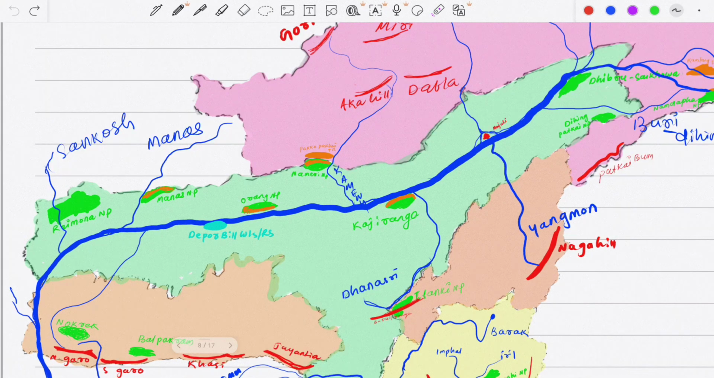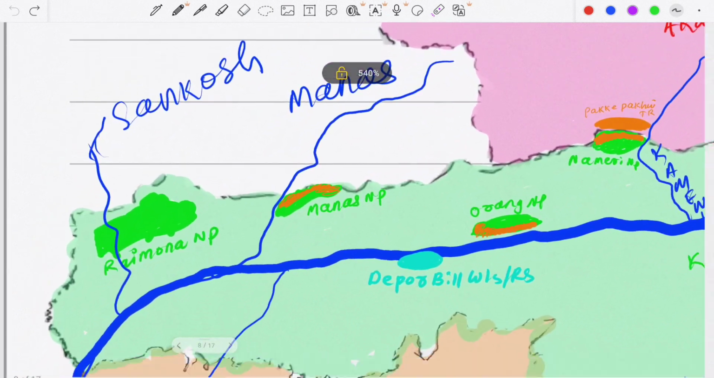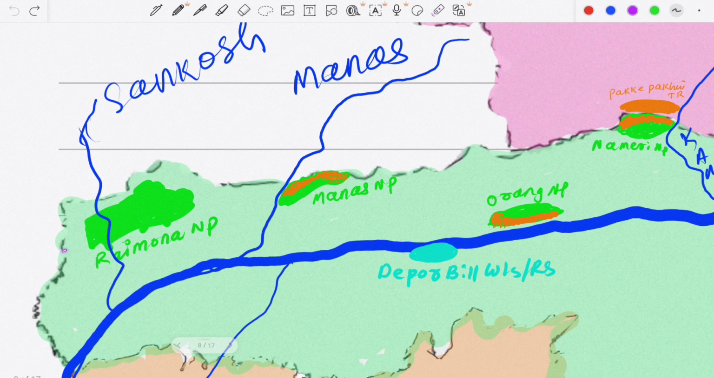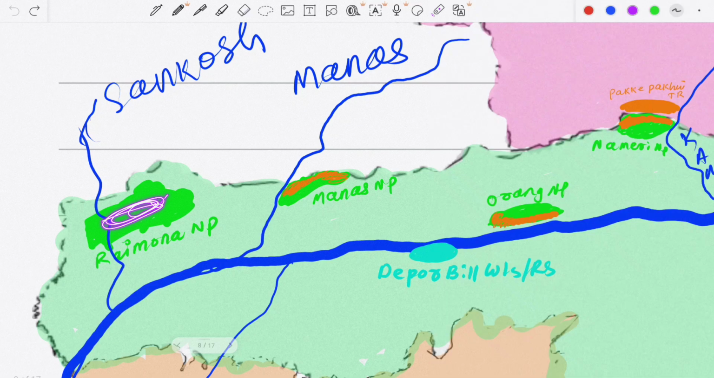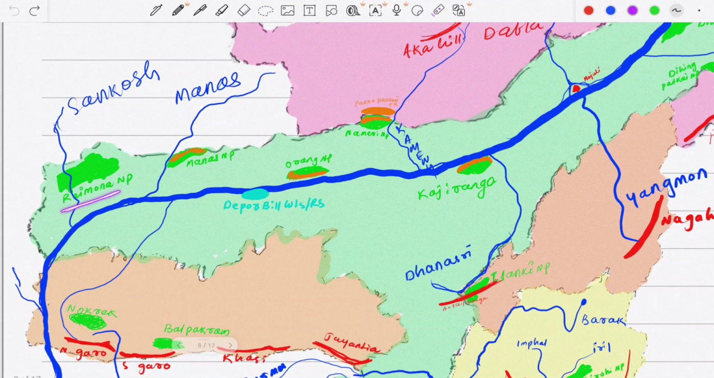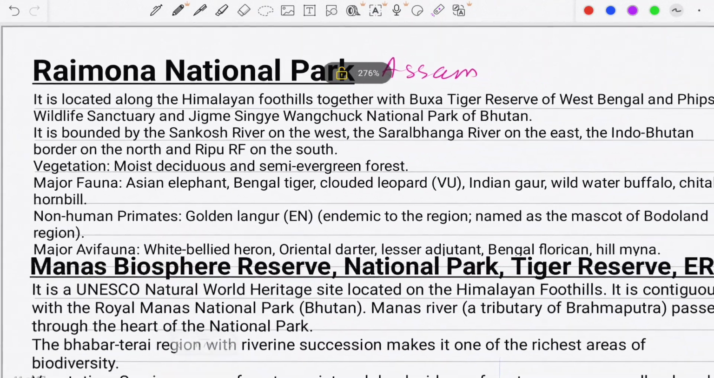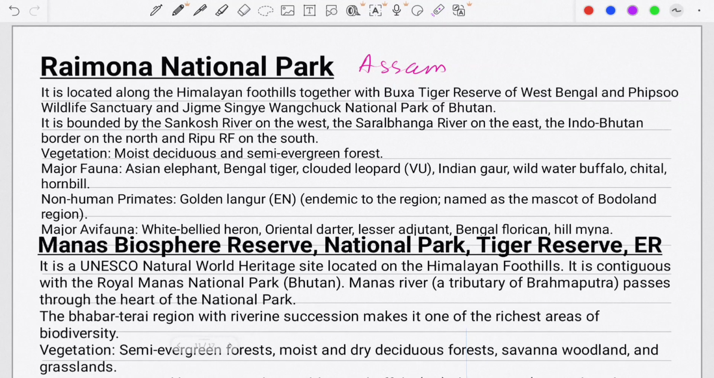Clear? So now let's jump into the detailed study of Raimona National Park. You should remember that it is the westernmost national park of the state of Assam. It is drained by the Sankosh river and it is bounded by the Saralbhanga river on its eastern margin. Both rivers join the Brahmaputra river. The golden langur is found inside this national park. It's all about Raimona National Park. There are many other details I have mentioned in the PDF, which I will upload in my Telegram group and give you the link in my description.